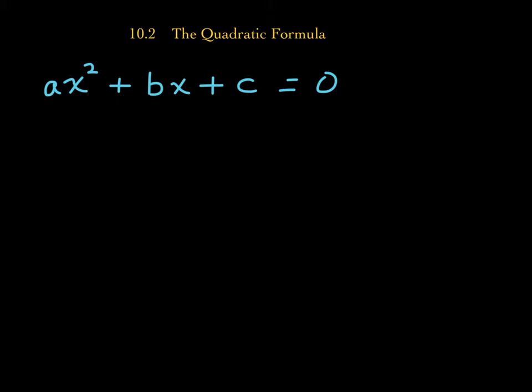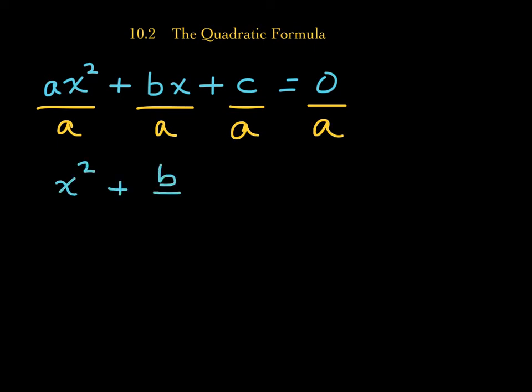Now, in order to complete the square, the leading coefficient has to be 1. Now, we cannot assume that a represents the number 1. So we have to guarantee that the leading coefficient is 1. And the way we're going to do that is by dividing every single term by a. Once we've divided every term by a, we get x squared plus b over a, x plus c over a is equal to 0.